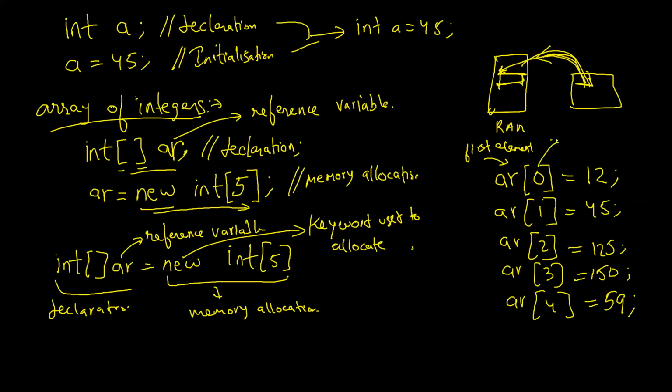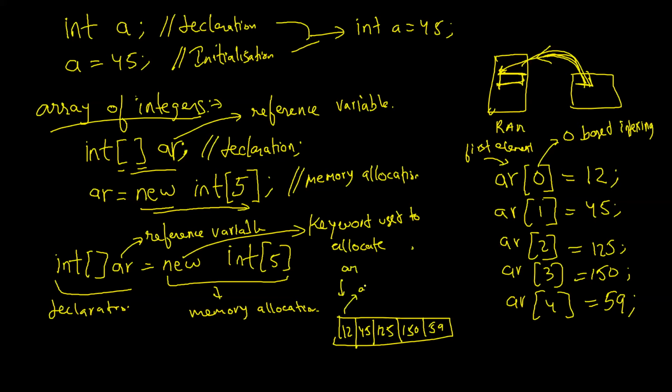This is called zero-based indexing, because the first element is accessed by 0, the second element is accessed by 1, and in this way arr[5] doesn't exist because there are only 5 elements. So this is how you access the elements and put values into them. 5 values are allocated, you put 12, 45, 125, 150, 59 here, and this is called arr.